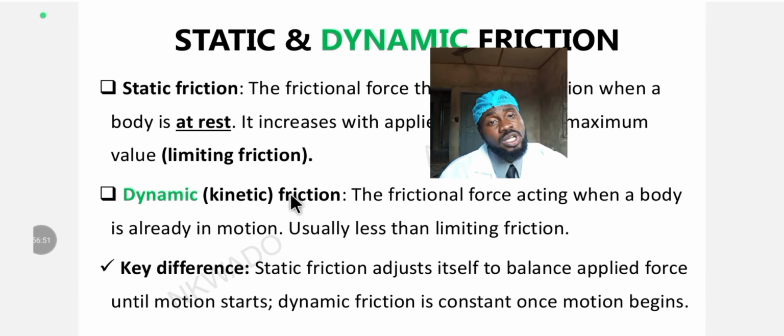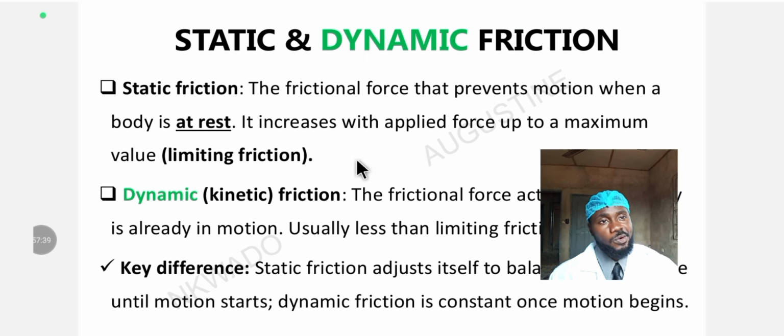So let's look at the key difference between the static and the dynamic friction. Static friction adjusts itself to balance applied force until motion starts, while dynamic friction is constant once motion begins. So static friction balances itself to what? Applied force. It adjusts and balances itself to applied force until the motion starts. But the dynamic friction is constant, so long as the object is moving. Remember what limiting friction is: the maximum force value.